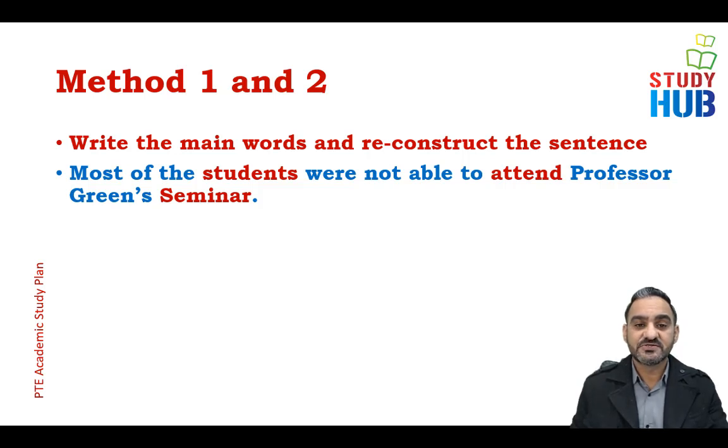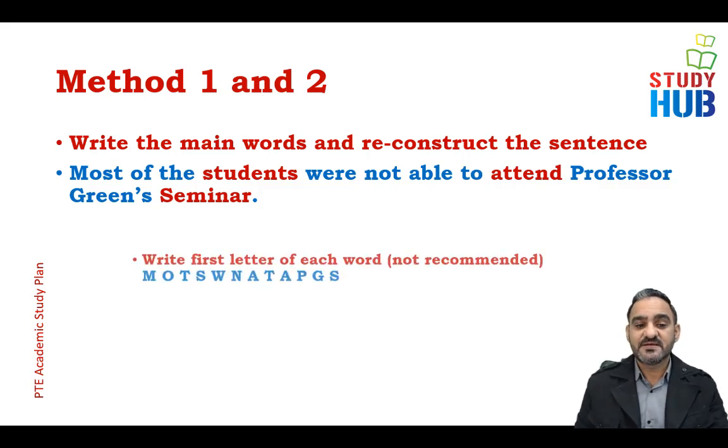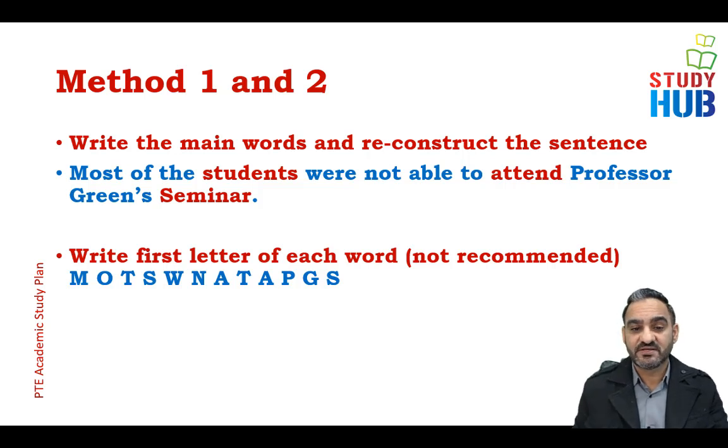So what we are basically doing here is just writing the main words like students, attend, seminar, and then completing that sentence using those words by filling in appropriate words in between. So students attend seminar. Most of the students were not able to attend Professor Green's seminar. Most of the students did not attend Professor Green's seminar. So it's okay if you make those mistakes. What is important is you have to make sure that you cover more than 50% of the words and you speak fluently.